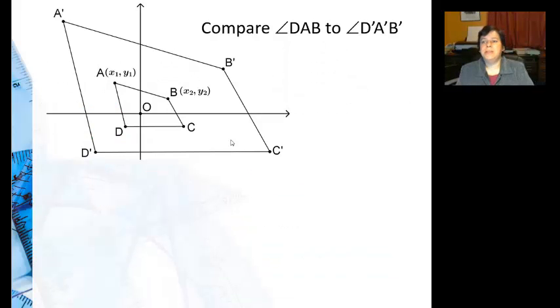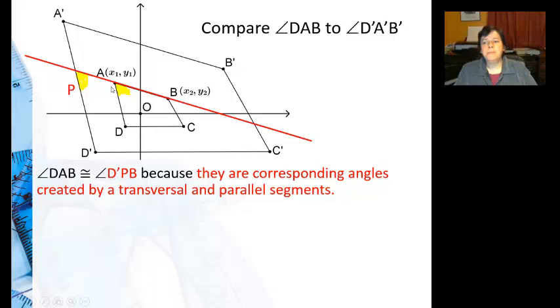So why do I need this parallel? That's going to be handy for looking at some of the angle properties when we dilate. I'm going to do that by extending AB so it intersects here and creates point P. Now I'm going to look at this angle right here, DAB, and D'PB. I know they're going to be congruent because we've just established that the segments have to be parallel. Here's my transversal, and these are corresponding angles, so these two are congruent.